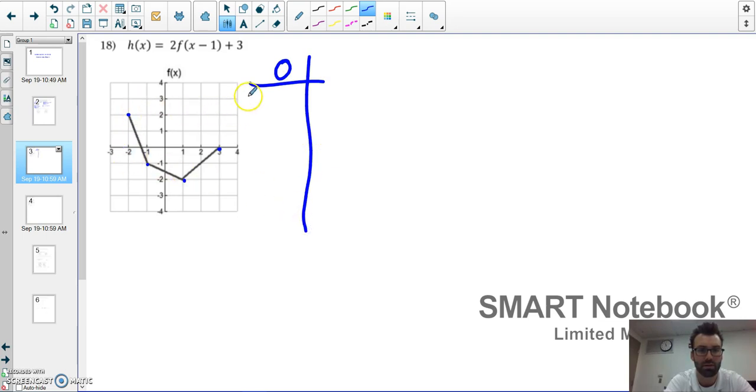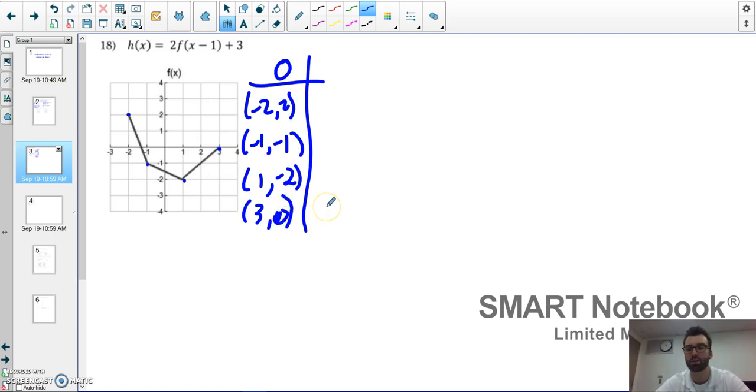First one I got negative 2, 2. Next one is negative 1, negative 1. Next is 1 comma negative 2. Last point is 3, 0. Remember, do this in the order they appear. So my first step is to move right 1. I'm going right 1, which means I'm adding 1 to all my x values.